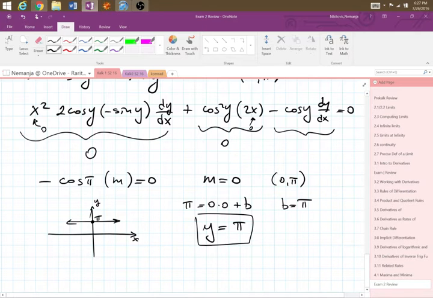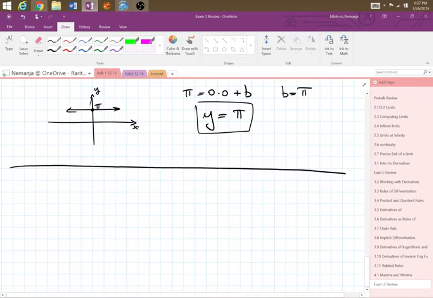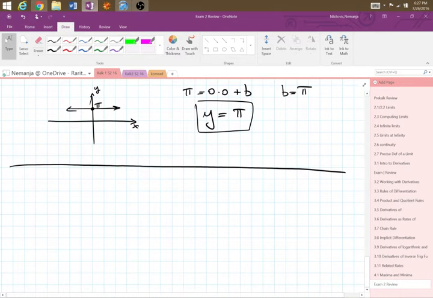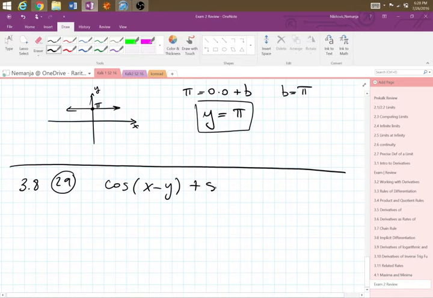Speaking of the ln and stuff like this, this is problem 29 from 3.8. It says cosine of (x minus y) plus sine y equals the square root of 2. And the point is (pi over 2, pi over 4).